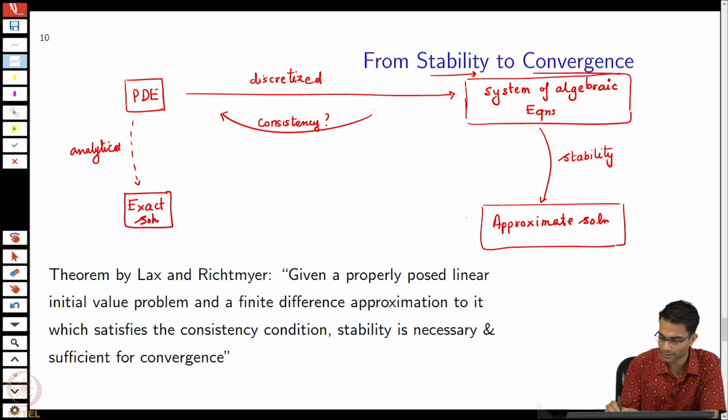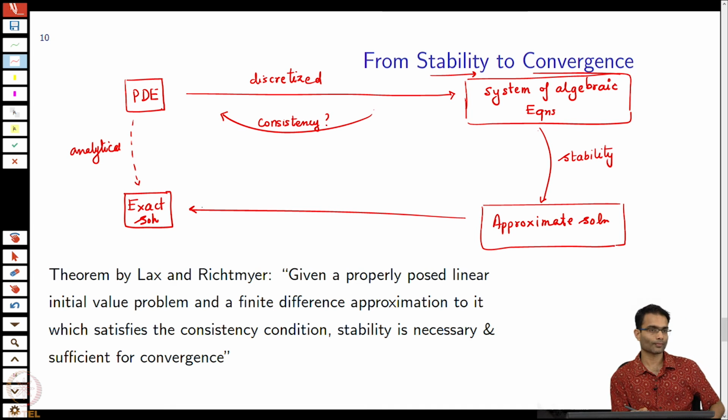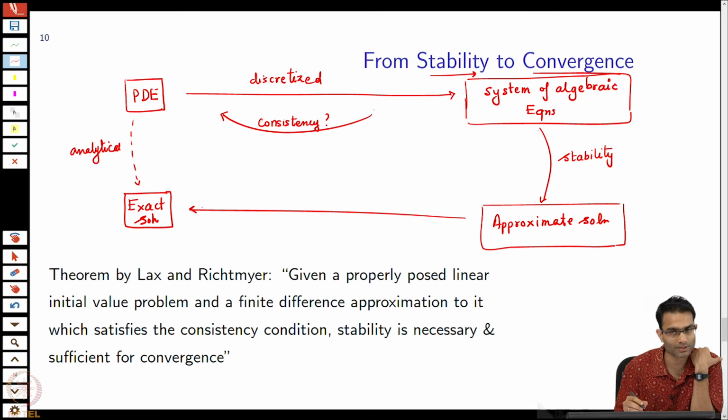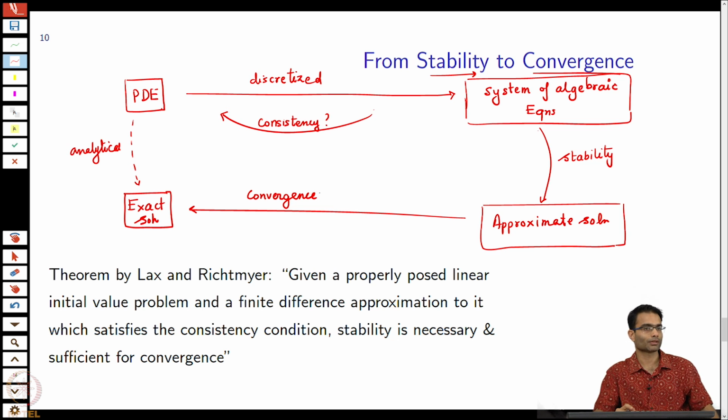So, what should I write for this arrow? Convergence, right, that is what convergence is. Mathematically, how will I write convergence? Under what conditions will I have an approximate solution that converges? What is the notion? You can say delta x and delta t tending to 0, that is when I will get that true solution.